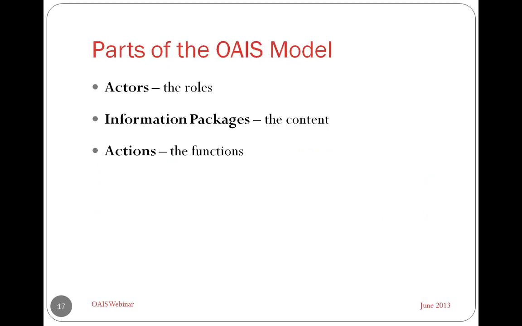Now, there are three basic parts of an OAIS model. There are the actors, which is composed of producers, managers, and consumers or users. There are the information packages, which is the digital information itself, and it's composed of content information and representation information that represents the information that is submitted, archived, and shared. And then finally, there are the actions or the functions that take place in the repository.